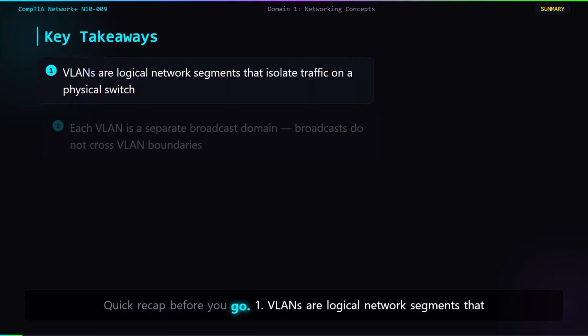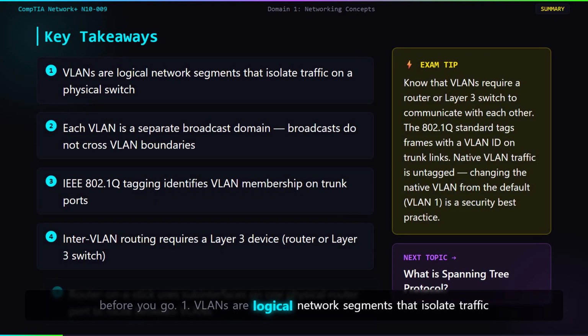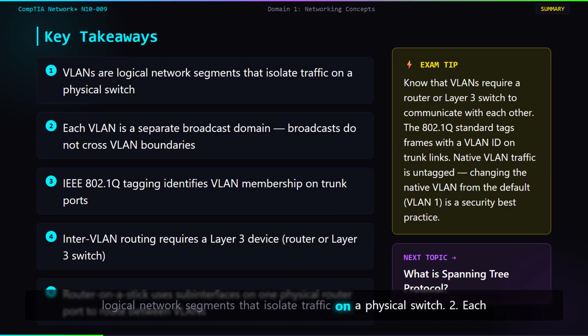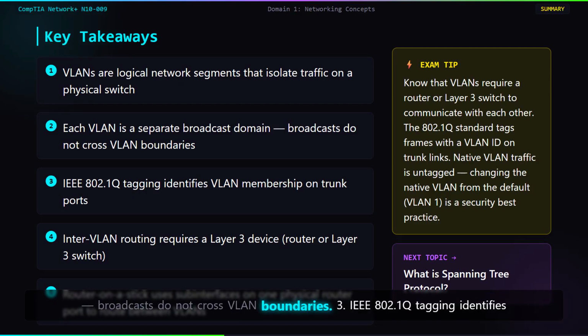Quick recap before you go. 1. VLANs are logical network segments that isolate traffic on a physical switch. 2. Each VLAN is a separate broadcast domain. Broadcasts do not cross VLAN boundaries.